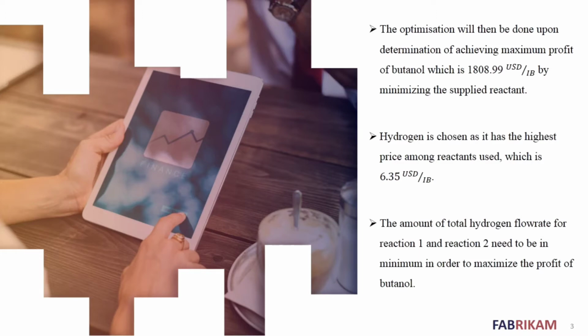Hydrogen is chosen as it has the highest price among reactants used, which is 6.35 USD per IB. The amount of total hydrogen fluoride for reaction 1 and reaction 2 need to be in minimum in order to maximize the profit of butanol.